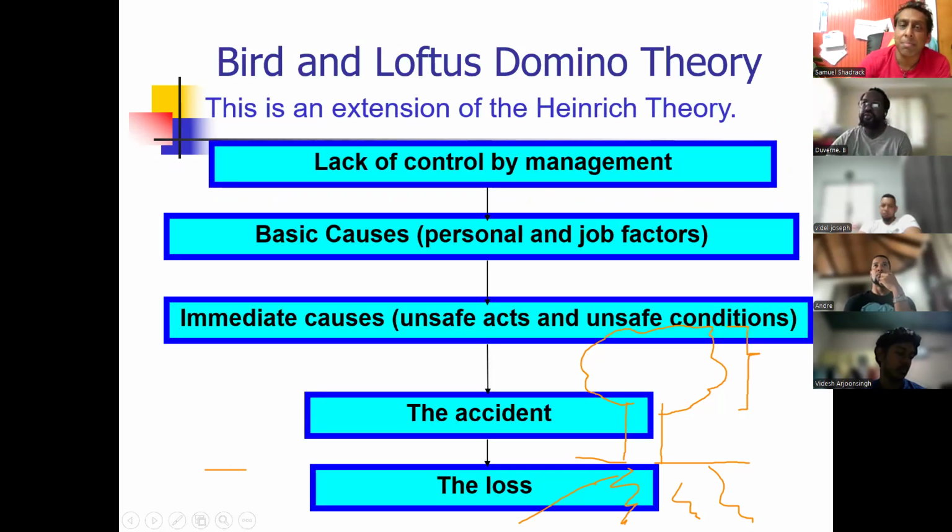So these guys here, Bird and Loftus, they amended the theory, right? They left in the accident, the loss, and the unsafe acts and conditions. But the root cause, if you go back to the root, is not going to go back to genetics or ancestry. It's just going to go back to lack of control by management, right?